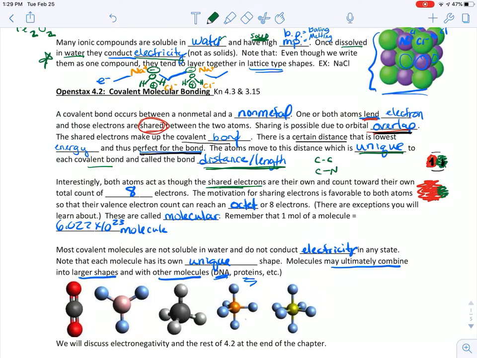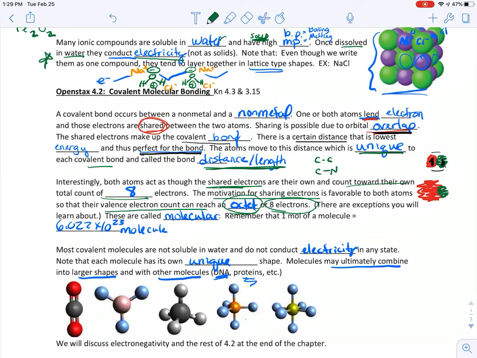Interestingly, both atoms will act as though the shared electrons are their own, and it counts towards their own total of 8. And note that they are motivated to share for the same reason. They want their valence electron count to be an octet or 8. Just like before, they wanted it to be 8. So they still want to be like a noble gas. They're just sharing to make that happen. And there are exceptions to that rule of 8 we'll learn about next time.